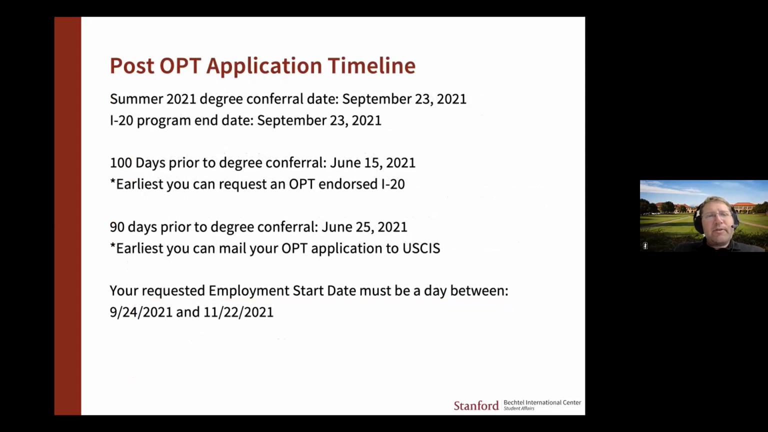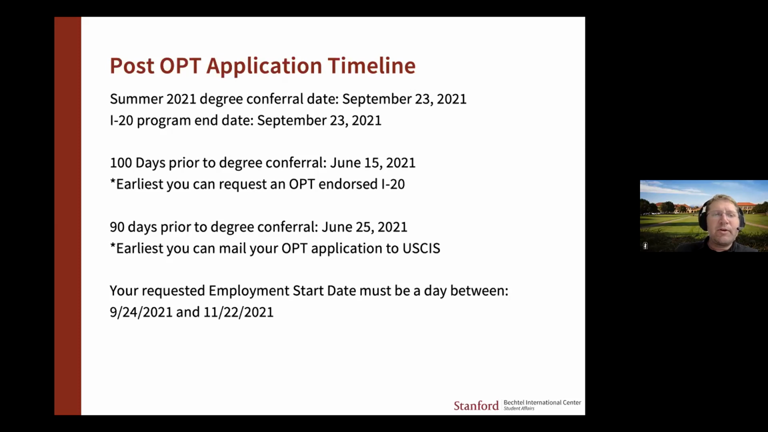As summer graduates, your degree conferral date is September 23rd, 2021. Your I-20 program end date, if it isn't already September 23rd, 2021, will be that date. So if your I-20 was supposed to end in, let's say, January of 2022, but you're graduating the summer quarter, it'll get shortened to the September 23rd, 2021 date. Everything involving your post-OPT application revolves around that degree conferral date, September 23rd.